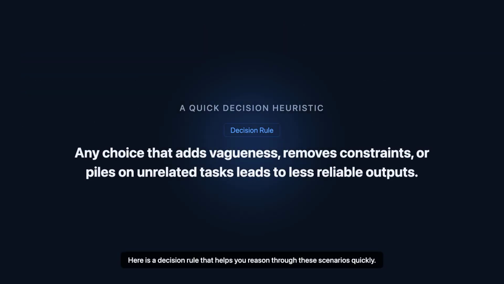Here is a decision rule that helps you reason through these scenarios quickly. When 2 choices both look plausible, any answer that adds vagueness, removes constraints, or piles on unrelated tasks is the wrong choice. Phrases like provide vague instructions for flexibility or incorporate multiple tasks in a single prompt lead to less reliable outputs. The right answer almost always adds explicit structure, a schema, an example, a role, a decomposition.